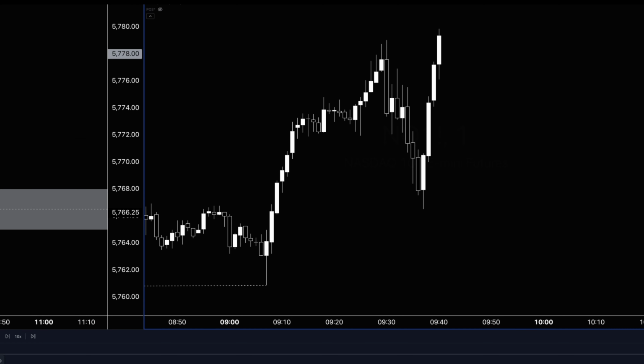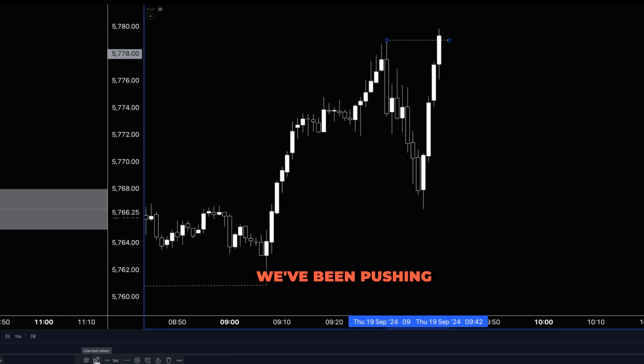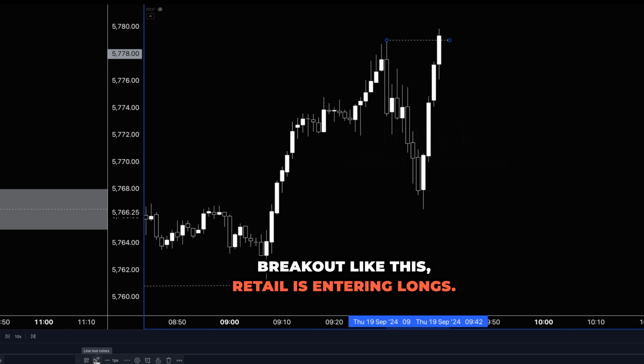So what happens here? NQ takes out this high. Now, if you look at last week, we've been pushing up for the last 5 days. And when we get a breakout like this, retail is entering longs. This is the breakout that they're trying to catch.